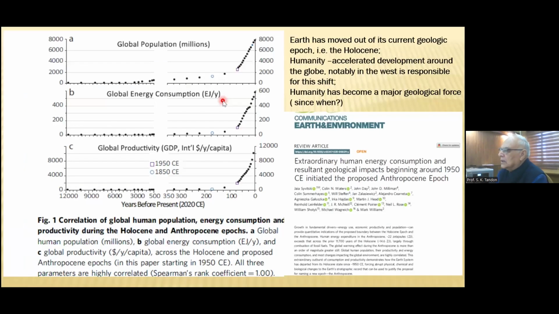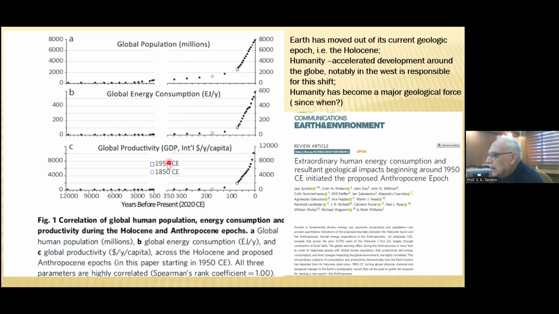Now, this has been captured in a significant paper, again by the group that was pushing the case for 1950 and the great acceleration. This can be explained by looking at these three graphs. You can see that is the baseline data, and that is where the acceleration takes place, 1950 onwards. The first graph is the global population in millions. The second graph is the global energy consumption. The third one is the global productivity, GDP.